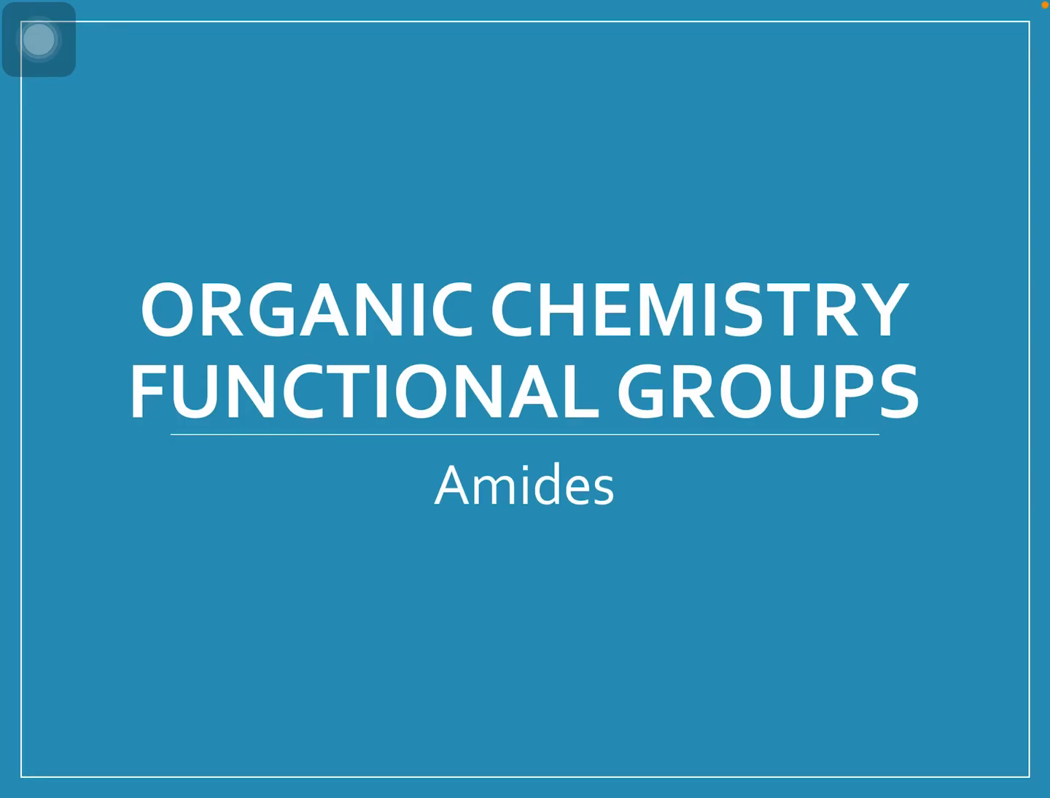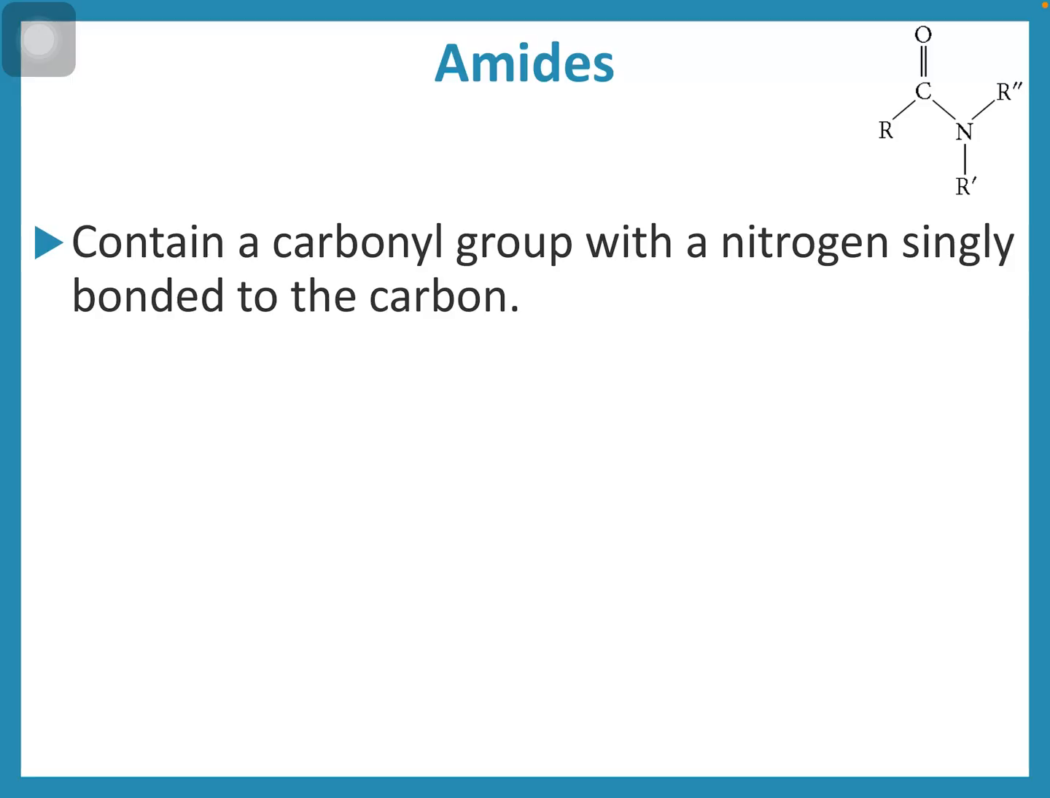In this lesson, we're going to learn about functional groups: amides. Amides are functional groups that have a carbonyl group and also a nitrogen single bonded to that carbon. So we're looking for a carbon that has the double bond to an oxygen, the carbonyl group, and then a single bond to a nitrogen.